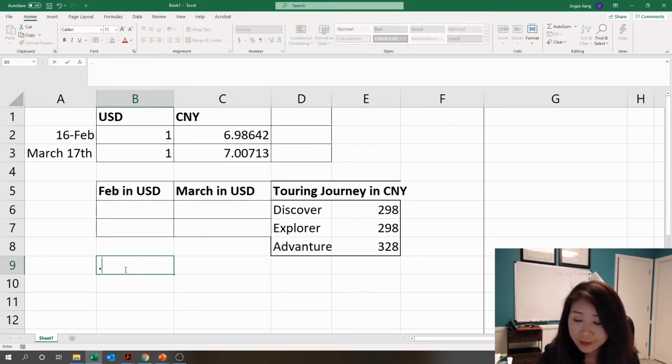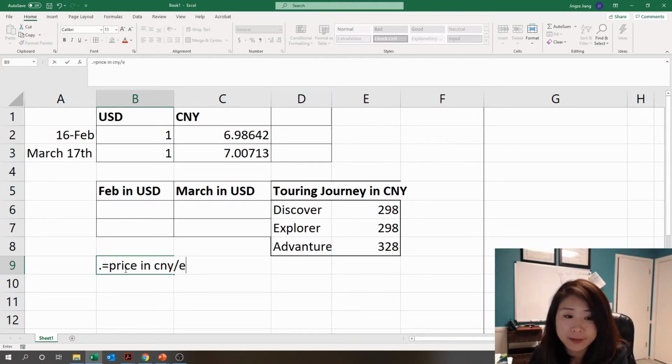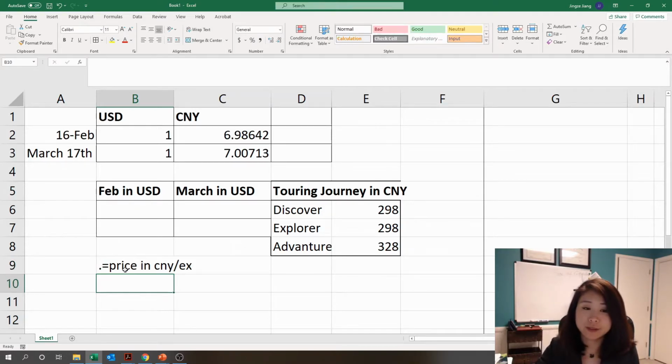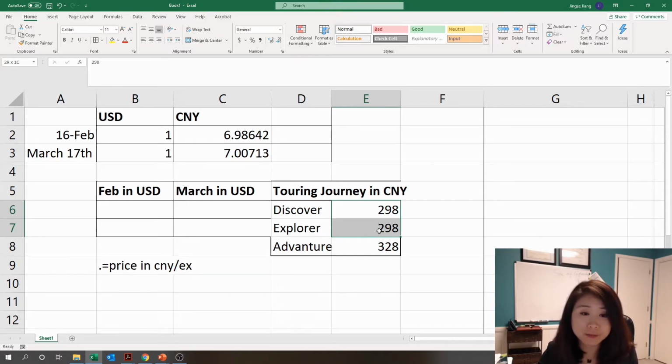In order to do the calculation, you have to remember this formula. The price in US dollars equals the price in Chinese yuan divided by the foreign exchange rate. Then you will be able to convert the product denominated in Chinese yuan back to the US dollar. So let's see, for the tour packages called Discovery and Explorer, they charge the same price. How much will that equal in US dollars on February 16th?